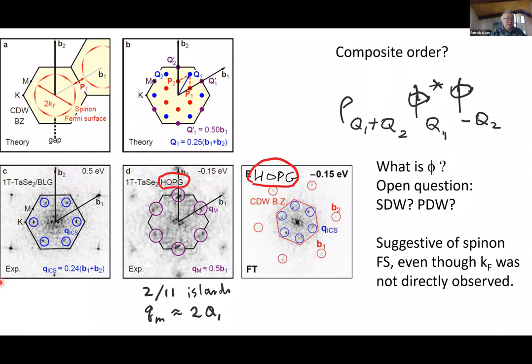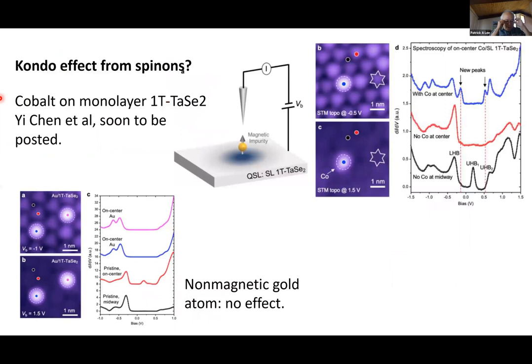So Patrick, I think there is a question. Just please unmute yourself. Could you explain again how the spin density wave leads to charge density wave? Because I thought the spinons are neutral. So how does it lead to modulation in the charge?